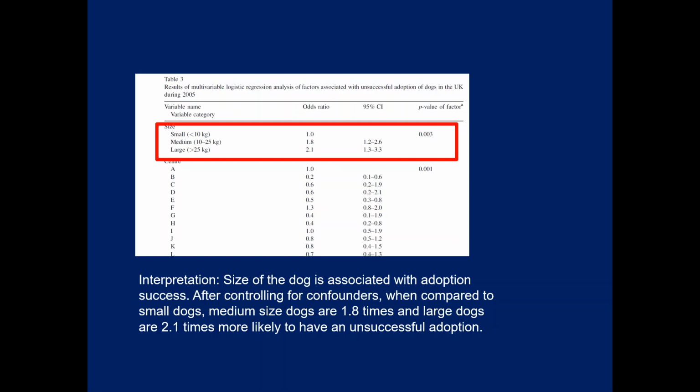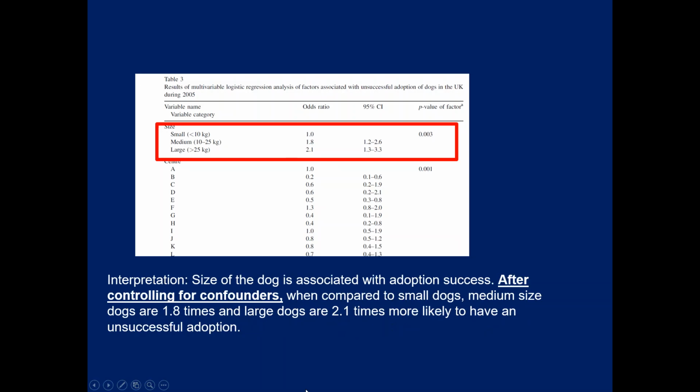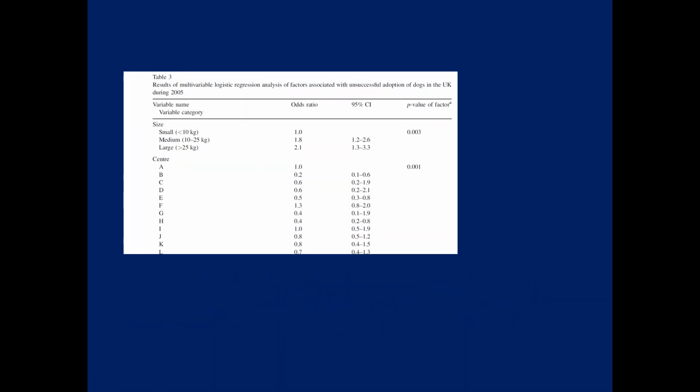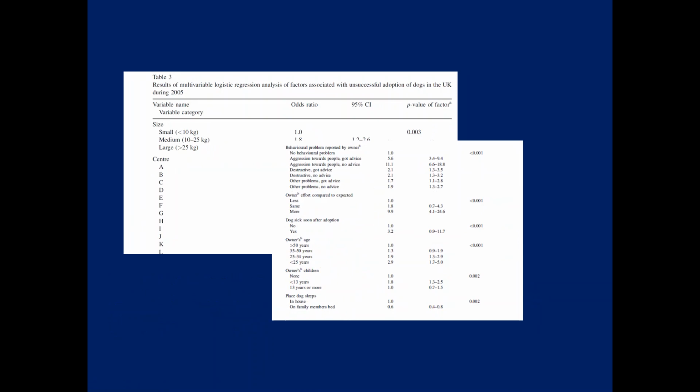All right, and so the key in this statement is after controlling for confounders. And you might say, well, which confounders were those? If we look at that table, it was quite a long table because it was the whole model. One of the confounders was the center. Okay, and if we scroll down the table, you'll see there was a whole lot of other things that were included.